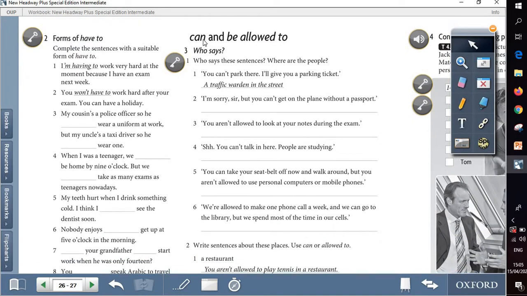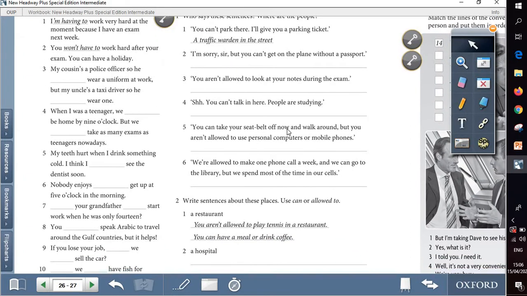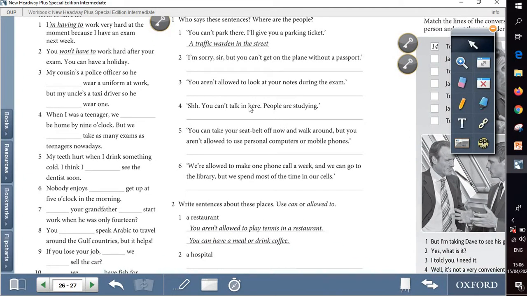Question 3 is about the modal verbs can and be allowed to that have the same meaning or the same use, which is permission. Who says these sentences? Where are the people? So we are going to read the sentences and decide who says the statement and where they are exactly. Following the first example, we will apply the same to the rest of the sentences.